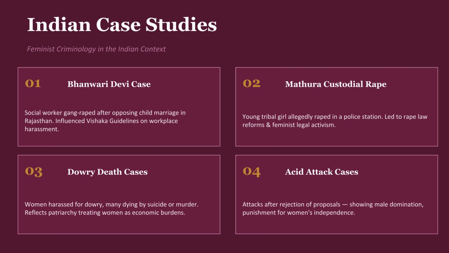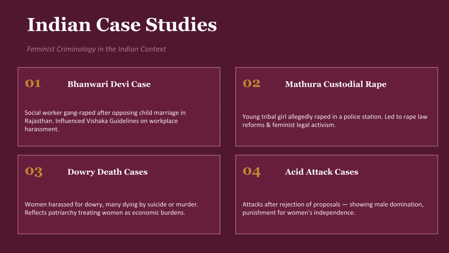Now, let us connect this theory with important case studies because this part is very important for UGC NET understanding. One of the most important examples connected with feminist criminology is the Banwari Devi case. Banwari Devi was a social worker from Rajasthan who tried to stop child marriage in a village as part of a government campaign. Because she challenged traditional patriarchal practices, she faced social hostility and was later gang raped by dominant caste men.